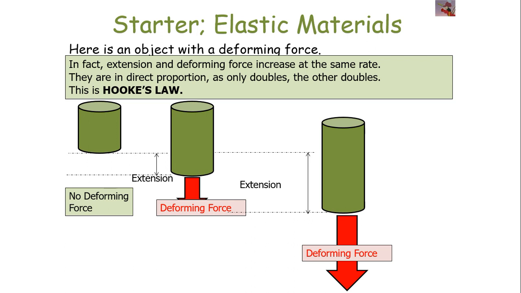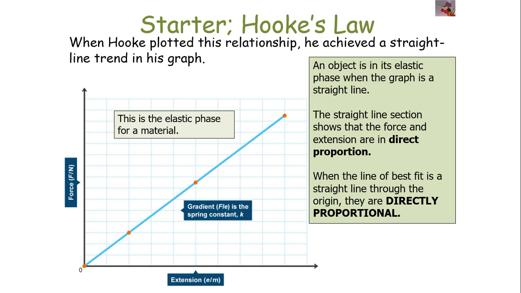so they were in fact in direct proportion, which we call Hooke's law, because Robert Hooke was the first scientist who worked this out. So he realized that when you put force on the y-axis and extension on the x-axis, the line of best fit will be a straight line through the origin, which indicates that the two factors, force and extension, are directly proportional. However, it was only elastic objects that obeyed this particular relationship.